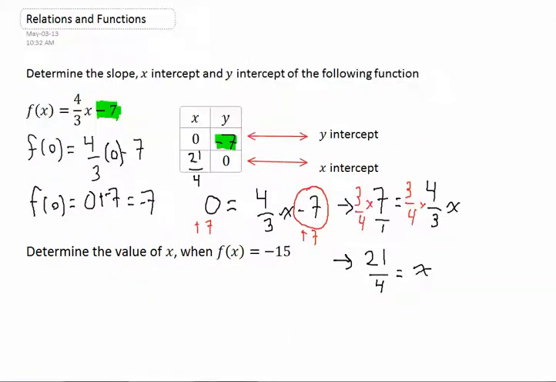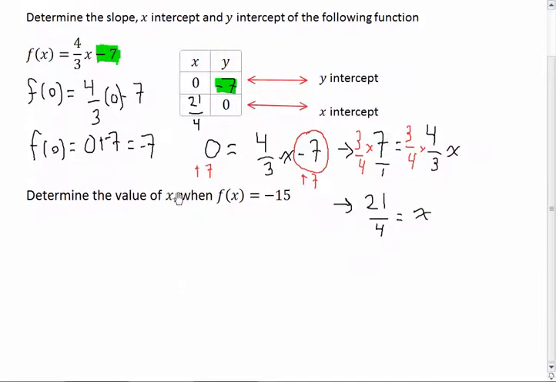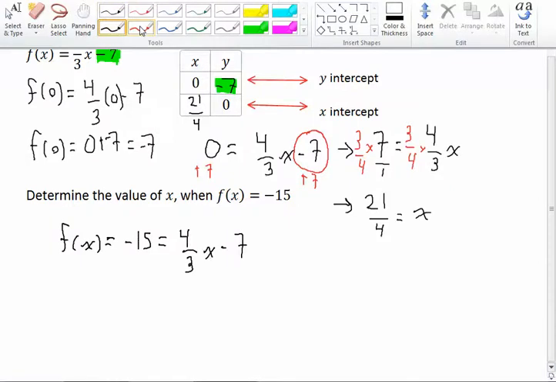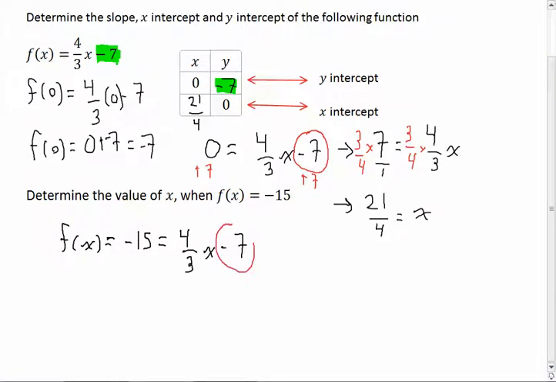So let's try out this one. What we want to do now is determine what's the value of x when f of x equals negative 15. So we're going to have f of x is equal to negative 15, and this is equal to 4/3 x minus 7. Okay, so this is solving just like we were doing in grade 9. So the first thing you always want to do is get rid of your constants that are on the same side as your variable. So I have to get rid of negative 7. So the first step is the same. We're going to add 7 to both sides.